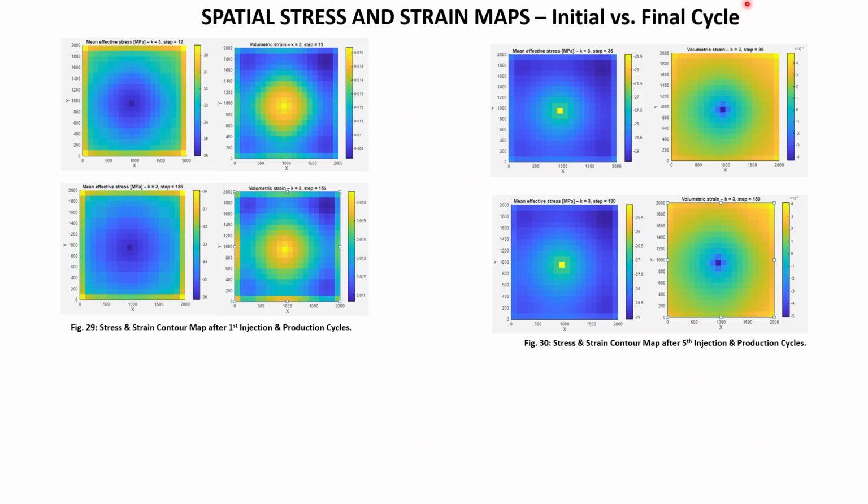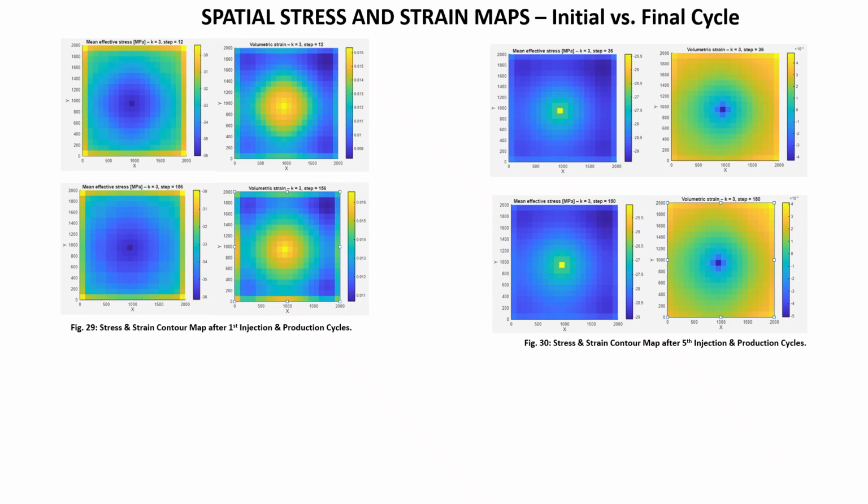So the production cycles shift left into compression, but cycle 5 still looks like cycle 1, so there is no ratcheting towards shear failure. Same with the volumetric strain, we just see an increase from 0.03 to about minus 0.04 here. So we can say it's more pronounced here as it is up here.